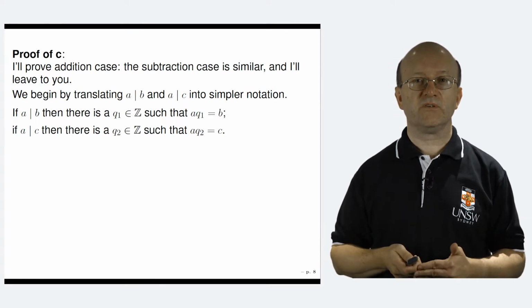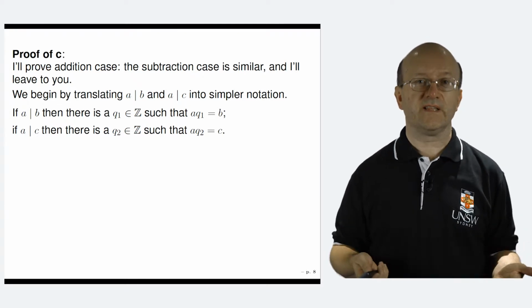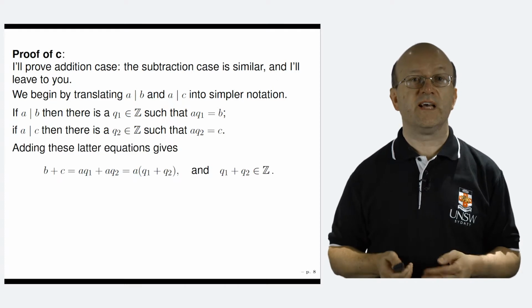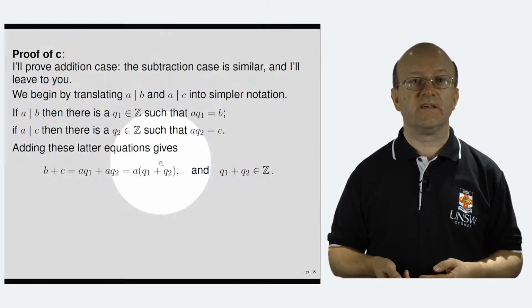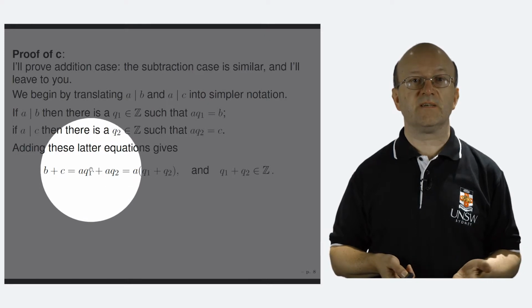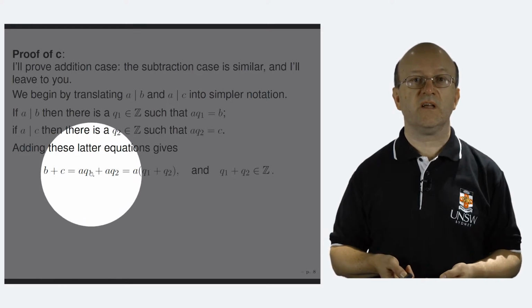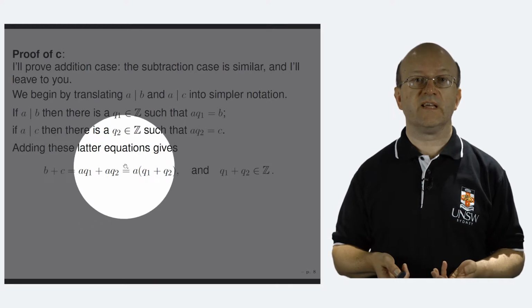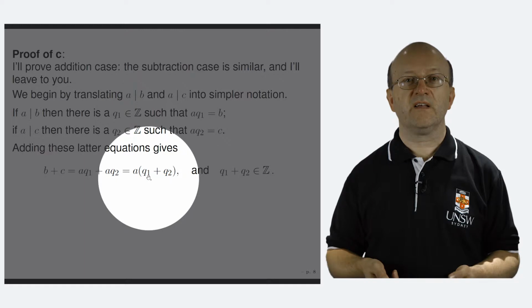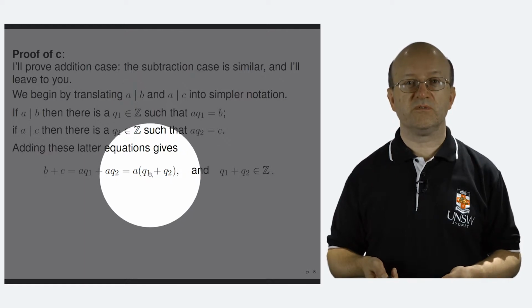Well, we're looking for something to do with B plus C, and the only thing that can possibly be done here is to add these two equations together. So that's what we do. We add together our two equations, and we get B plus C. Well, that must be A times Q1 plus A times Q2. And then, again, the only real thing we can do is to take out the common factor of A, so we do that. So we've got A times (Q1 plus Q2).